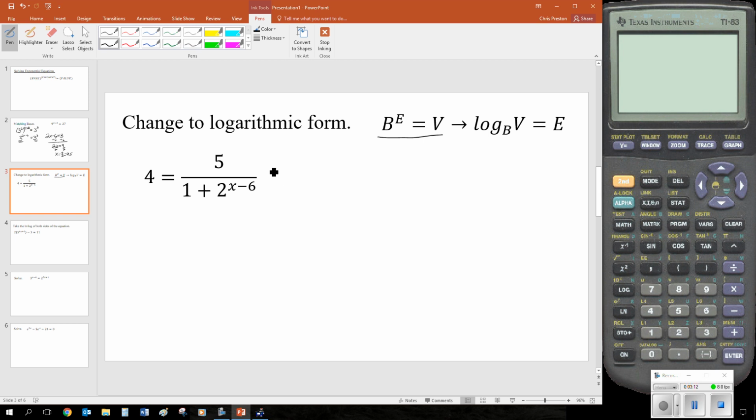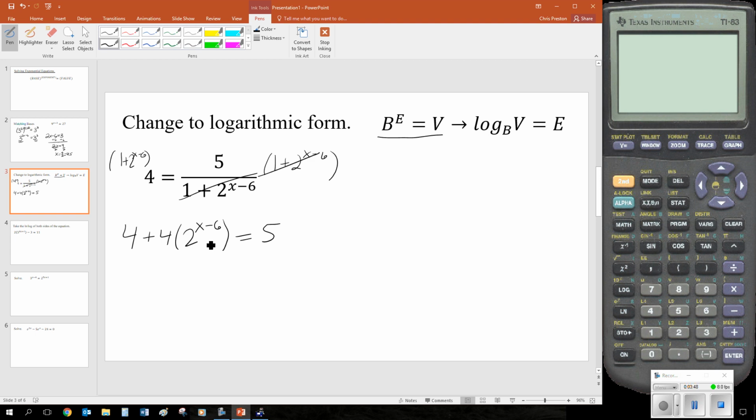The first thing I'm going to do is get rid of this fraction. I'm going to multiply both sides by the denominator, canceling it out on this side. I'm going to go ahead and distribute this 4 through. So I'm going to get 4 plus 4 times 2 to the x minus 6 power equals 5. You'll notice I can't do 4 times 2 because I have to do the exponent first before I can multiply. I can't do the exponent, so I'm going to leave it like this for the moment.